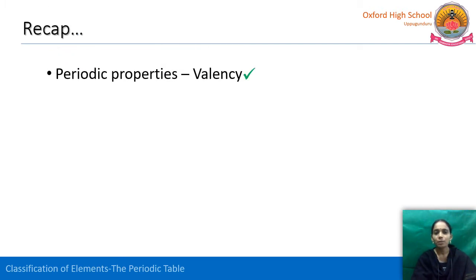We are studying the periodic properties. The first one is valency, and we know how it is trending in a group and a period. Valency in a group, from top to bottom, is equal, that is, the same for all the elements. Whereas in a period, from left to right, valency increases from 1 to 4 and then decreases to 0.